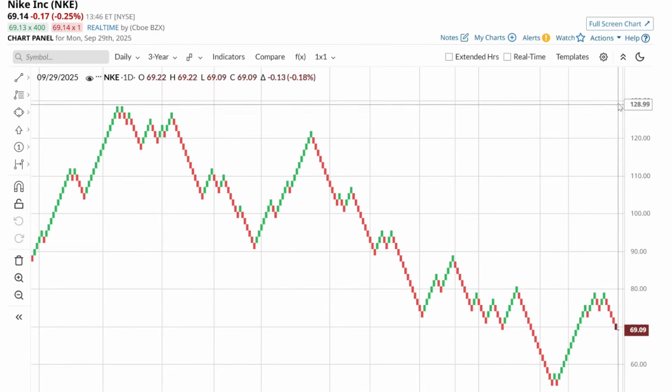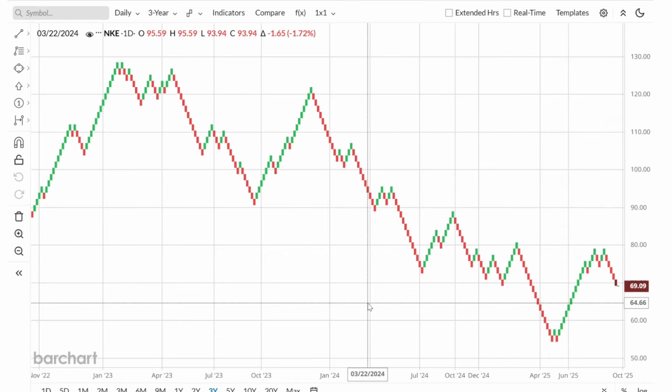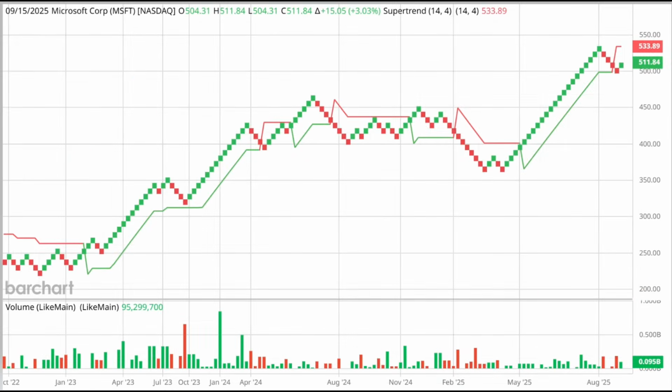Before we get into the patterns, 2 quick reminders. First, brick size matters. Use an ATR-based method to keep your charts adaptive. Second, always wait for a confirmed brick. That's the close beyond a boundary that tells you the breakout is real. Both of these make Renko patterns far more objective.